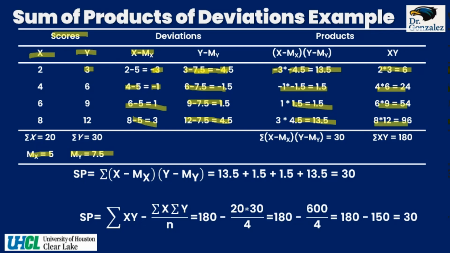Over here is different. This is my x times y. So just 2 times 3. 2 times 3 is 6. 4 times 6 is 24. So now I can take my sum of products, the sum of x minus mean sub x times y minus mean sub y. And I'm going to sum those things together. I'm going to add them up, and I'm going to get 30. And this is just carrying the formula on down here, 30.